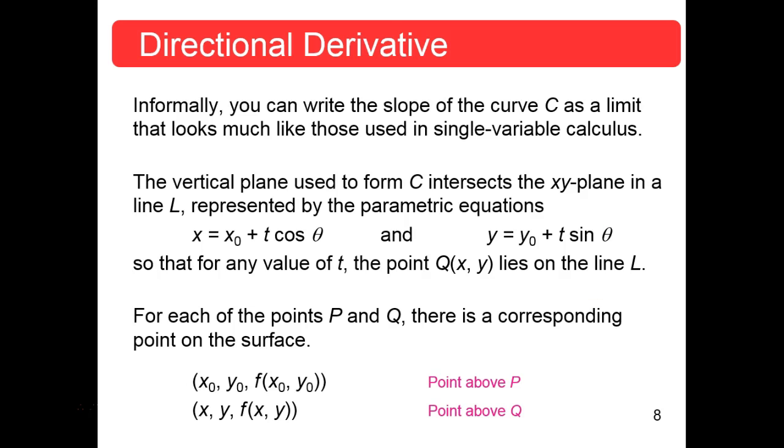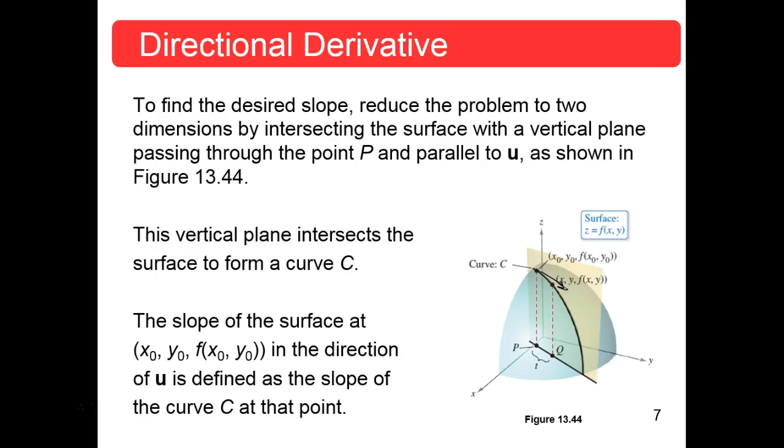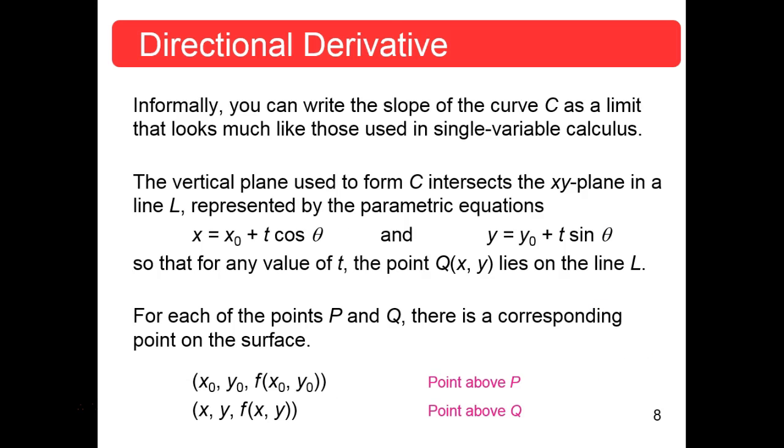Informally, you can write the slope of the curve C as a limit that looks much like those used in single variable calculus. The vertical plane used to form C, oh, the curve C, that's right. I was thinking it meant a point C, and I said planes don't. Okay. Curve C intersects the xy plane in a line L represented by the parametric equations, and this is where the t comes into play. X is equal to x0 plus t cosine theta, and y is equal to y0 plus t sine theta.